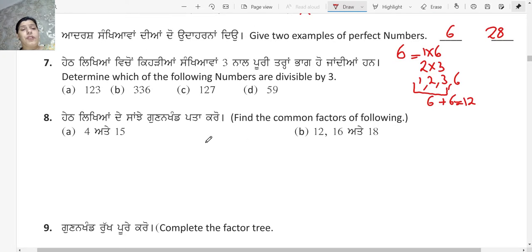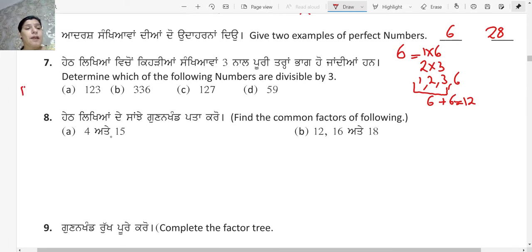Moving on to question number 7. Determine which of the following numbers are divisible by 3. बेटा आपको 3 का divisibility rule पता है. This is a very easy question. आपने सभी digits को sum कर देना होता है और sum करके जो आंसर आता है अगर वो 3 पे divide होता है तो मेरा number भी divisible होता है.